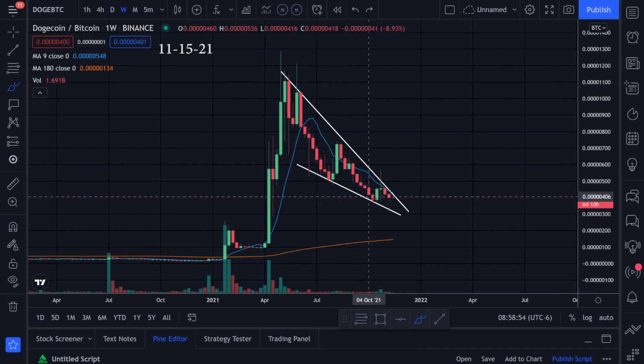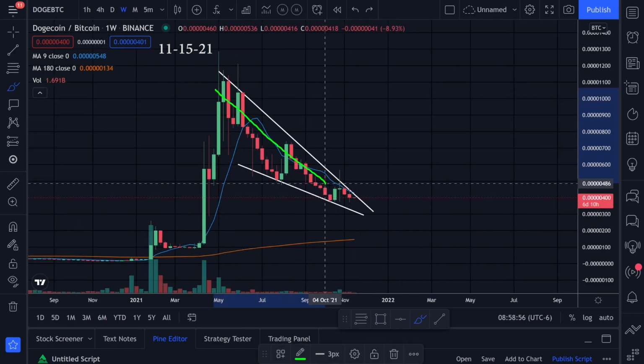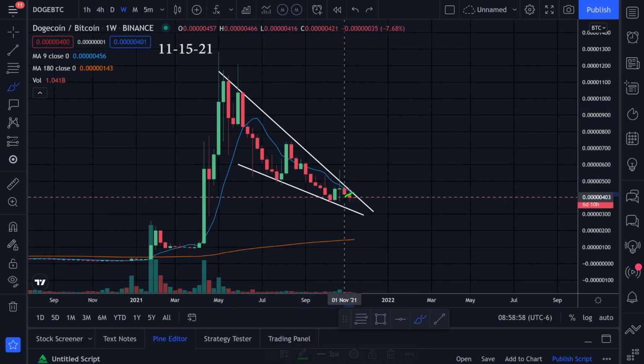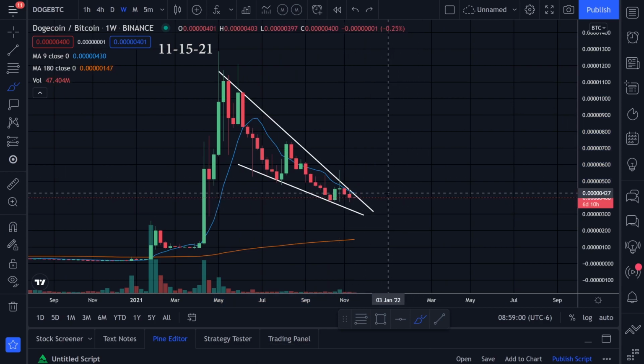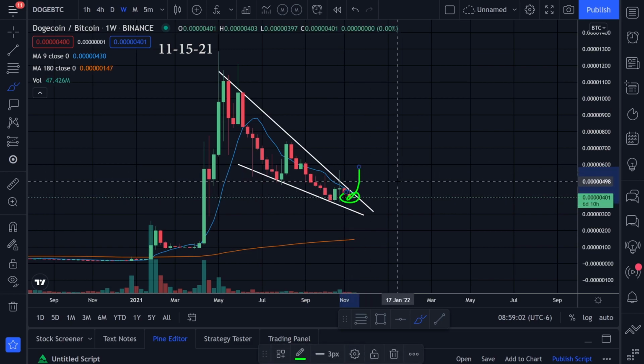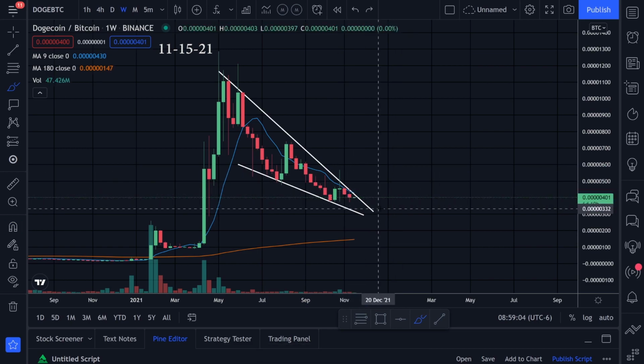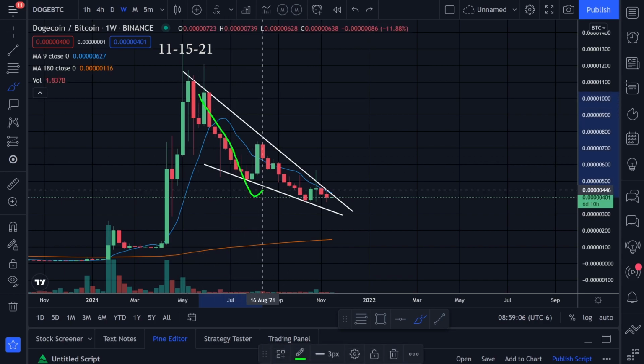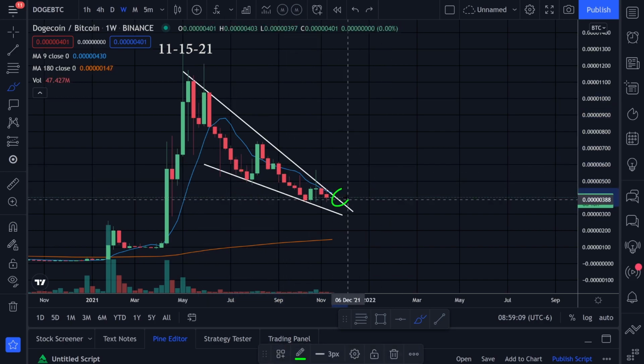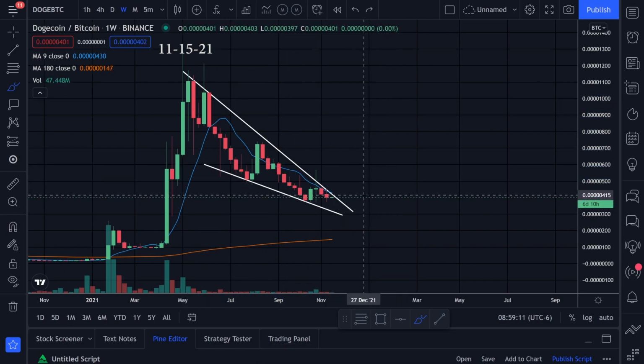This chart is Dogecoin to Bitcoin, meaning if this chart is going down, that's good for Bitcoin, and if this chart is trending up, then that's good for Dogecoin. It hasn't broken out yet, but it looks like we're getting close on both of these charts. And a falling wedge is a pretty bullish pattern. We just need that breakout to the upside. Let me know what you guys think.